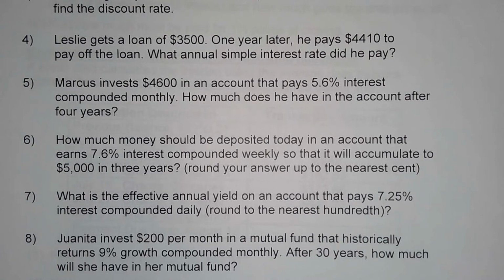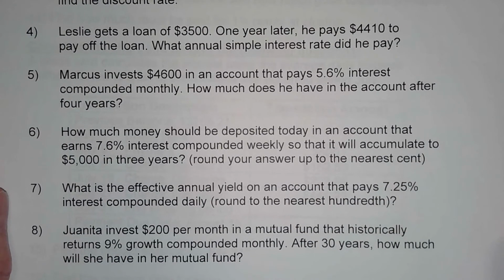So now we'll look at number 6 from the test drive. How much money should be deposited today in an account that earns 7.6% interest compounded weekly so that it will accumulate to $5,000 in 3 years? Round your answer up to the nearest cent.